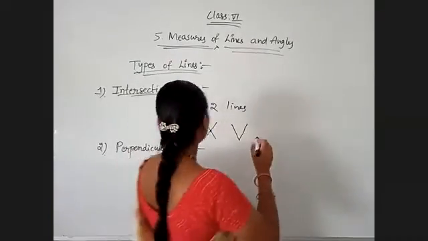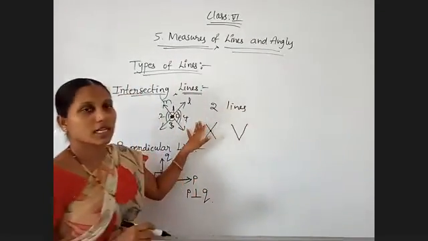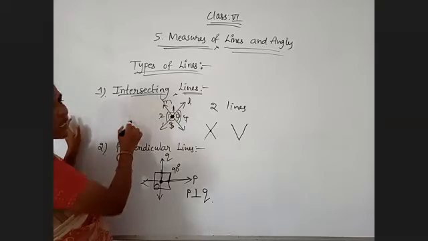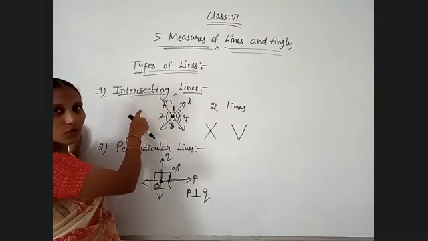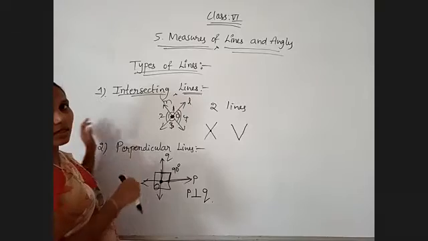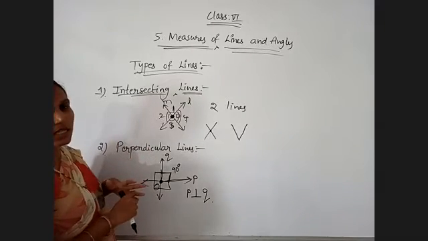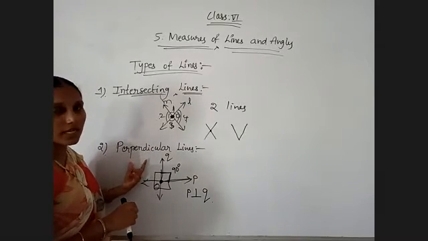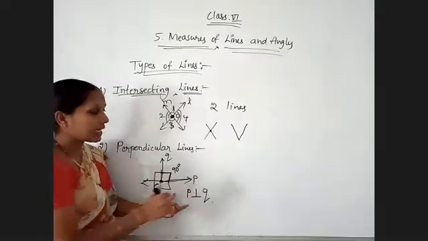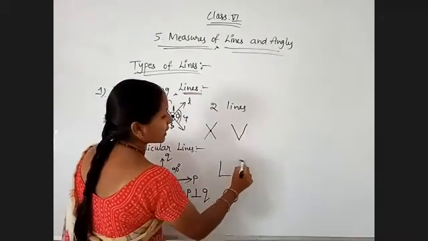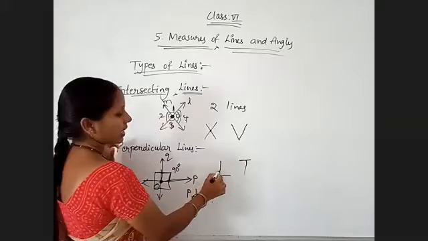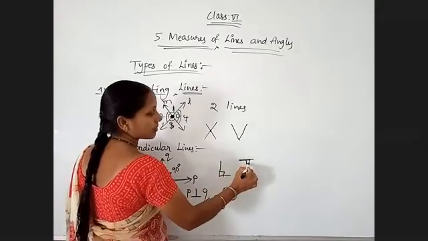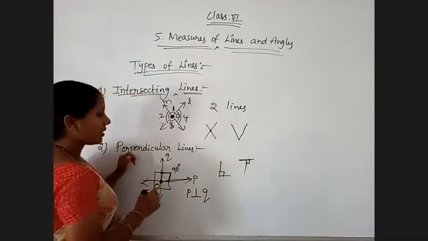And coming to the examples for intersecting lines. See, when you are opening scissors, then you will get an X shape. Those are examples for intersecting lines. And coming to the perpendicular lines, English letters A and T both possess perpendicular lines. They are examples for perpendicular lines. Okay?